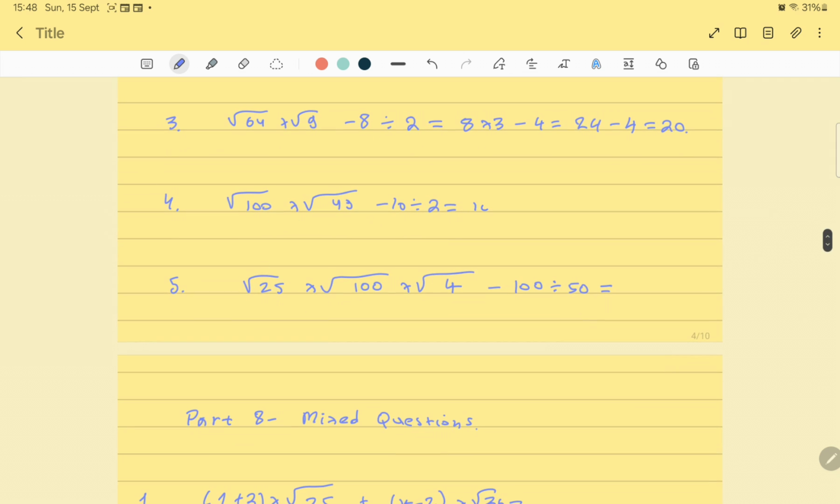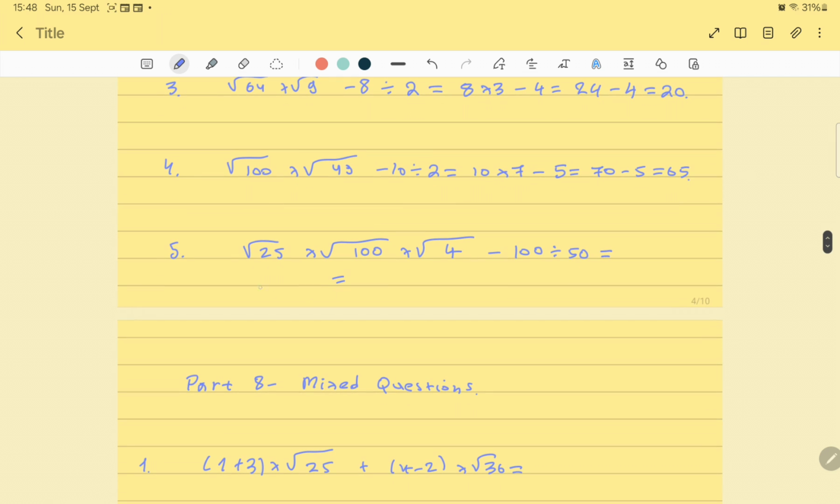Then you have the square root of 100, which is 10, times the square root of 49, which is 7, minus 10 divided by 2, which is 5. So it is 70 take away 5 is equal to 65. And then you have the square root of 25 is 5, times the square root of 100 is 10, times the square root of 4 is 2, minus, what is the division here? 100 divided by 50 gives me 2. Let's do the multiplication. So it's 5 times 10 is 50. And then 50 times 2 is 100. Minus 2 is 98.